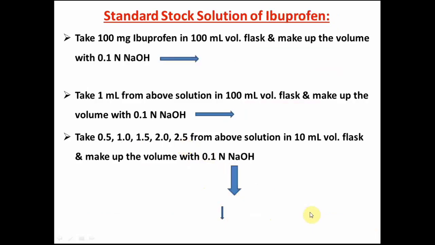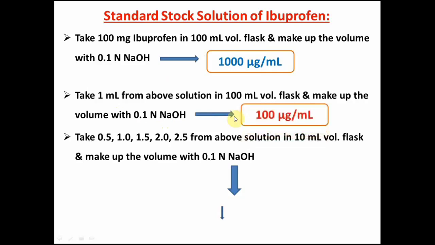Next, the standard stock solution preparation of ibuprofen. For that, the same procedure. We have to take 100 mg ibuprofen in a 100 ml volumetric flask and make up the volume with 0.1 normal NaOH. So we will get 1000 microgram per ml. From this 1000 microgram per ml, we will take 1 ml into a 100 ml volumetric flask and make up the volume with 0.1 normal NaOH. So we will get 100 microgram per ml.